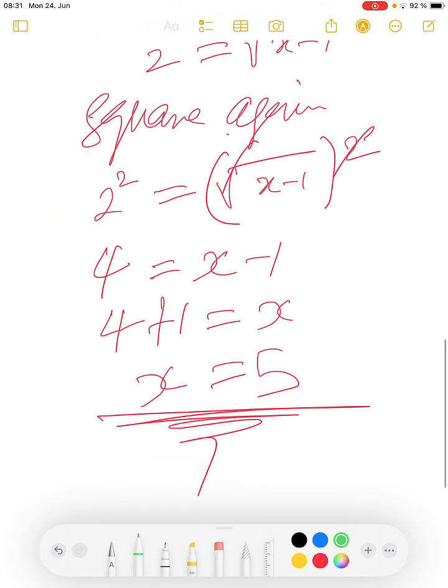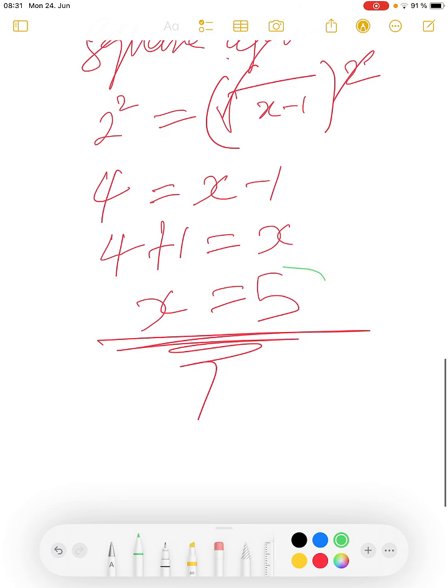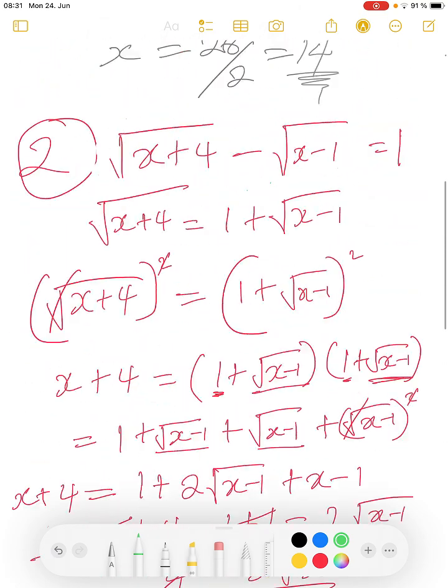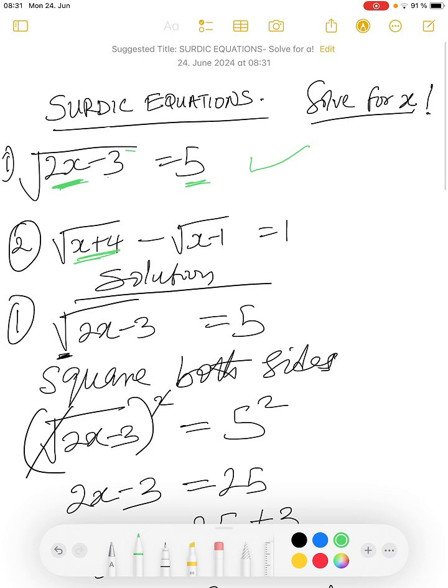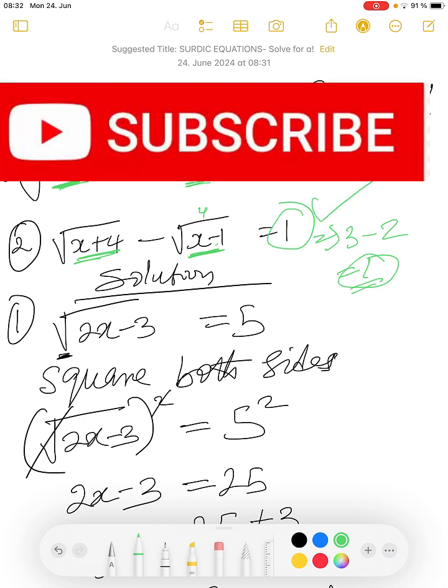Then in the second case, we have x to be 5. If we substitute x to be 5 here, this is the same as saying 5 plus 4 is 9. Root 9 is 3, minus, 5 minus 1 is 4. Root 4 is 2. So we have 3 minus 2 is 1. So you see this is still 1. So the equation is correct.